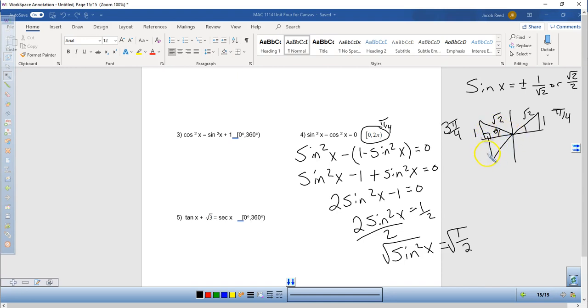Down here on the bottom, negative 1 and root 2. This is 5 pi over 4. And last one over here, theta, negative 1 and root 2. This last one is 2 pi, subtract a pi over 4. That leaves me with 7 pi over 4. So each one of these is my angles.